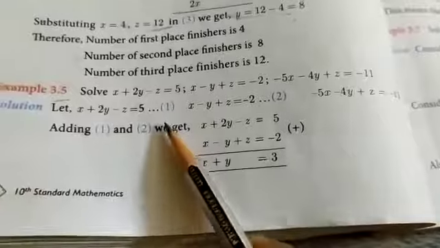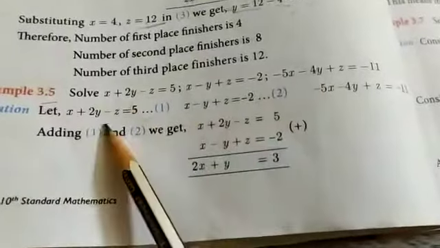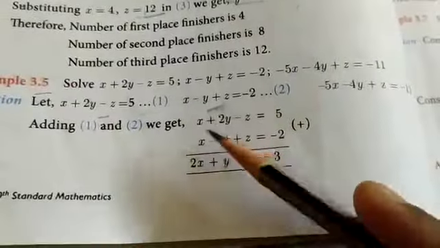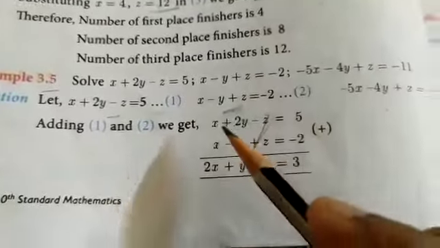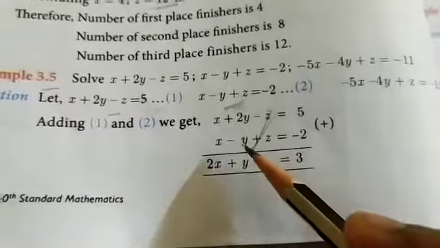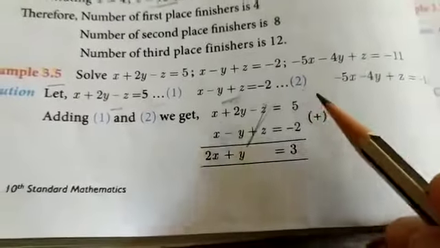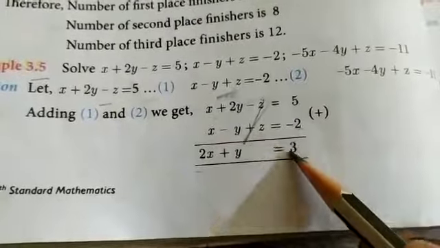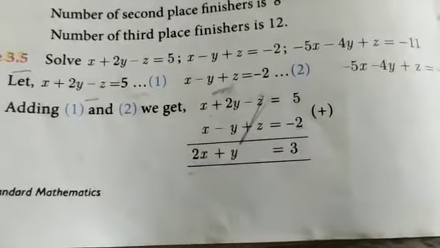Okay. So now we are going to add, because minus and plus in the z signs are there. So we are just adding it to cancel it, okay. So x and x is 2x, 2y minus y is plus y. Then 5 minus 2 is 3, okay.